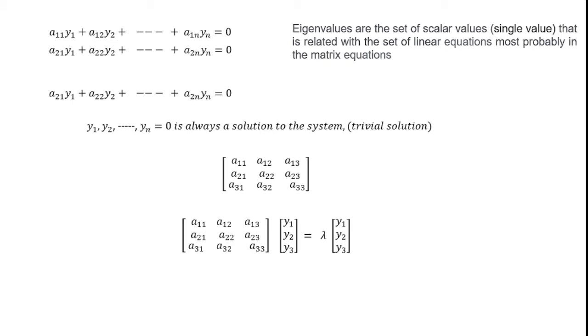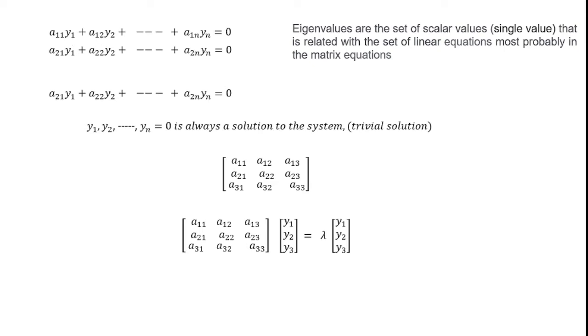Here is the equation: a11 y1 plus a12 y2 plus up to a1n yn is equal to 0. What is the name of this equation? It is the linear equation. From this linear equation there are eigenvalues and eigenvectors available. Which one is the eigenvalue, and which one is the eigenvector? Here the equation has a11, a12, a1n. Likewise the other coefficients. What is the name of these a variables? They are known as eigenvalues.